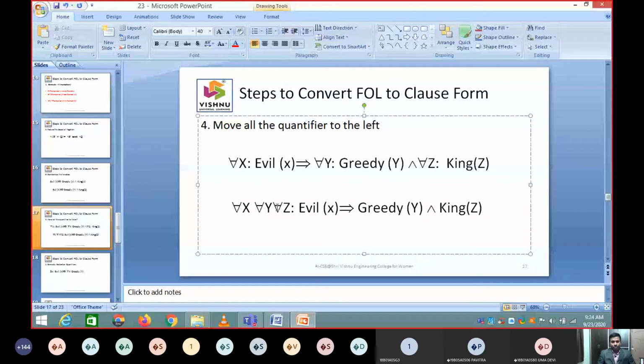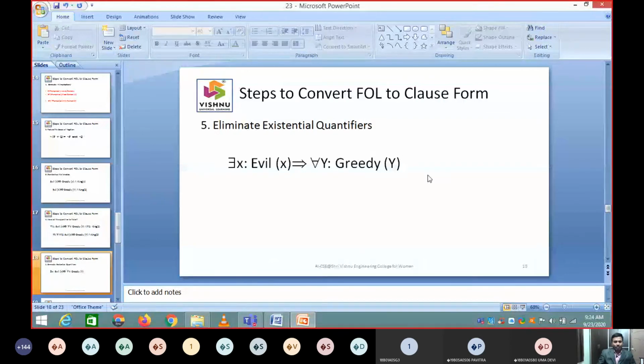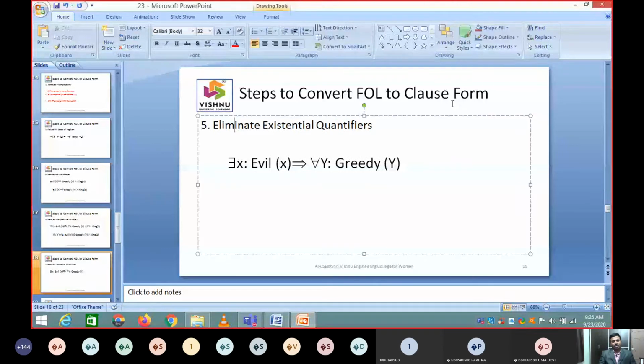The rules are very important. These 8 rules are very important. Okay, so eliminate all the existential quantifiers. If you have an existential quantifier, you remove it and try to have some value for that existential quantifier.